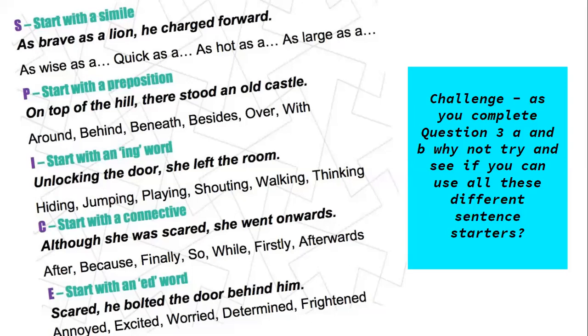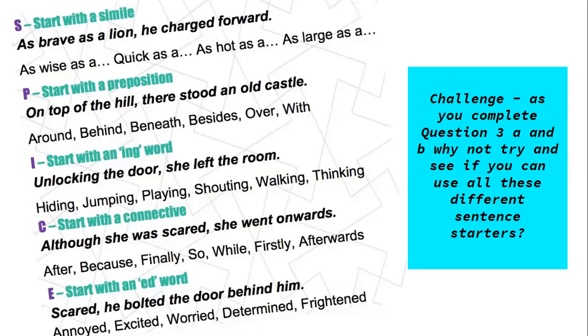You could start with a preposition. A preposition tells you where something is in relation to something else. So, on top of the hill, there stood an old castle. Around the corner, she was sitting on a bench. You could start with an ing word. Unlocking the door, she left the room. Sitting quietly, she was alone on the bench. So any verb you could use there.